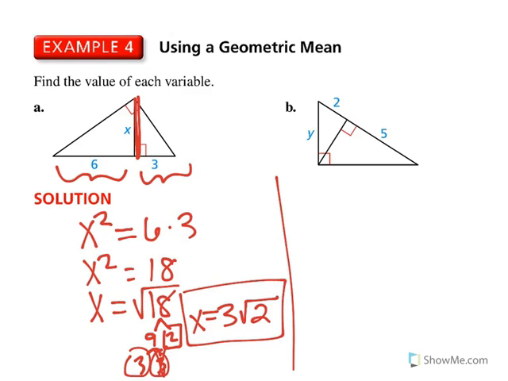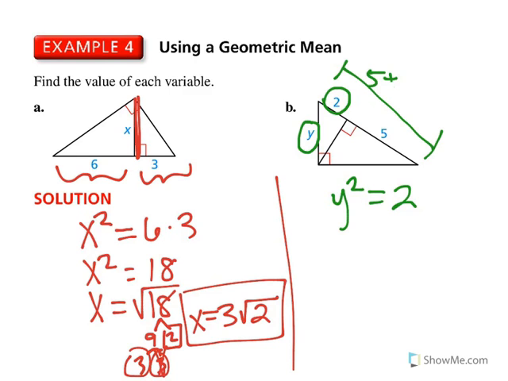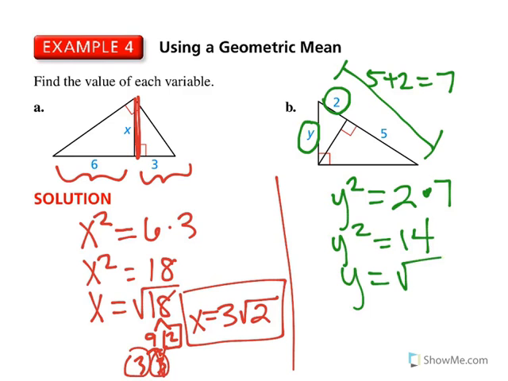Alright, looking at B, now we have my short leg. So I know that my short leg squared is going to be equal to the short piece of my hypotenuse times my whole hypotenuse. Well, my whole hypotenuse is 5 plus 2, which is 7. So it's going to be 2 times 7. Okay, so now I get y squared is equal to 14. Square root both sides. I get y is the square root of 14. Okay, and then you have to reduce this. This reduces to 2 and 7. Well, the thing is, they don't have a partner, so that is in simplest radical form. Y is the square root of 14.